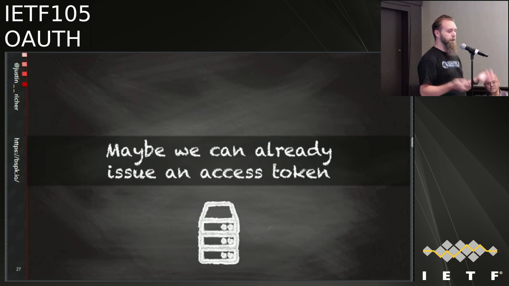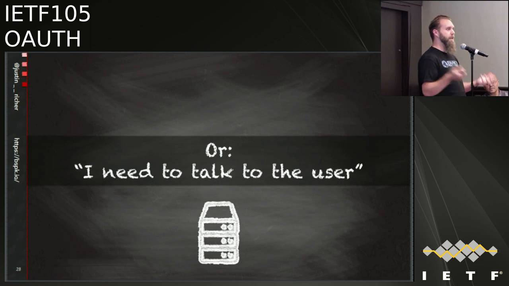So at this point, the AS has all of this information, and it can decide what to do with it. It may very well decide that it has everything it needs to issue an access token, because that's the client credentials flow. That's a lot of the token exchange flows. That's a lot of the resource owner flow. There's a lot of cases in OAuth where we're already doing this, but we're doing different specialized things in order to do that.